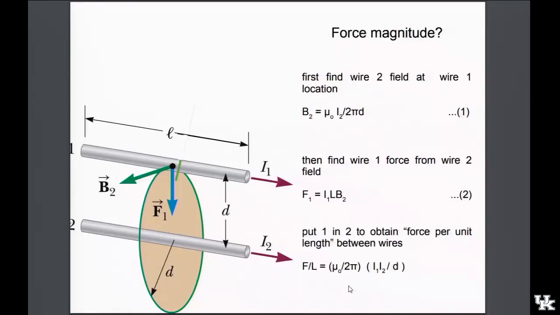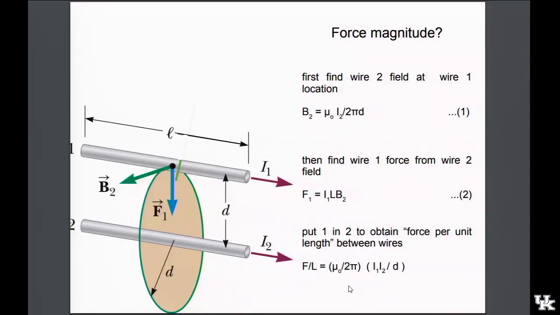Now we want the size of the force. Well, all we've got to do is follow that same recipe that we did on the last slide. We're going to find the size of the field due to current 2 at the location of current 1. So we'll find that field using the equation for the field of a straight current-carrying wire. And then we'll use the law that relates the force on a current to the field at the location of the current to find the force. And so that's what I'm going to do here. This is the equation for the field due to current number 2, I2, at the location of current number 1. So it's a distance d away. This is the equation for the force on current number 1 due to the field, B2, at the location of that current.